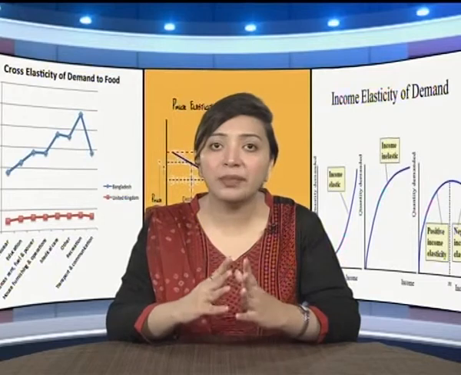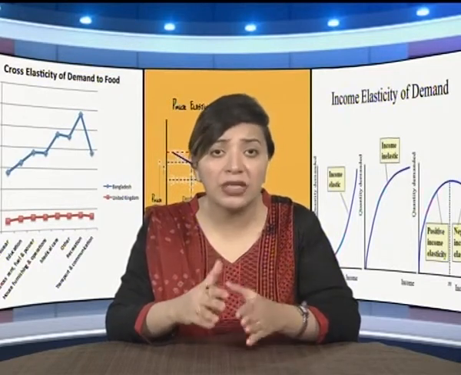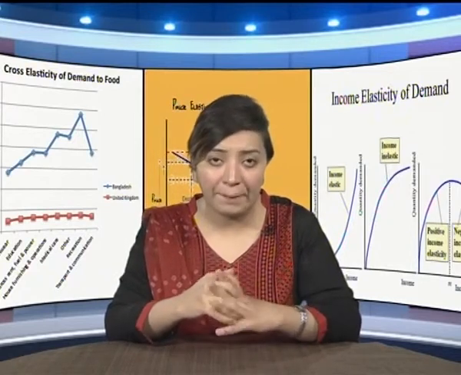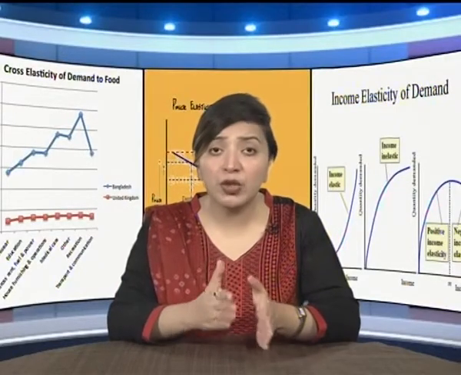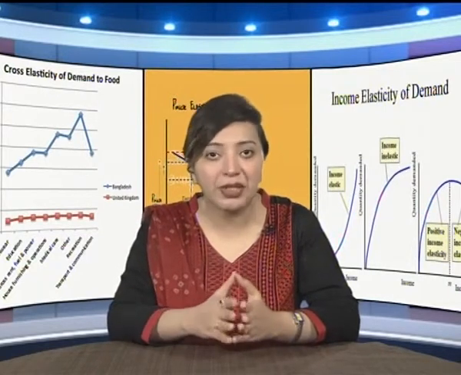On the other hand, the demand for goods like clothing tends to be elastic since households generally spend a good part of their income on clothing. Next, number of uses to which a commodity can be put. The more the possible uses of a commodity, the greater will be its price elasticity, and vice versa.